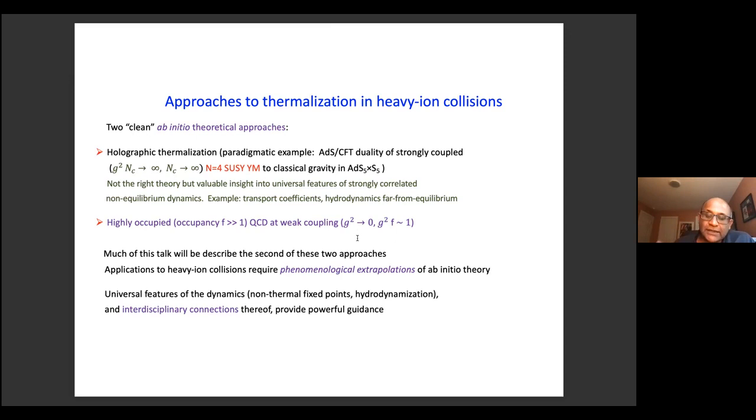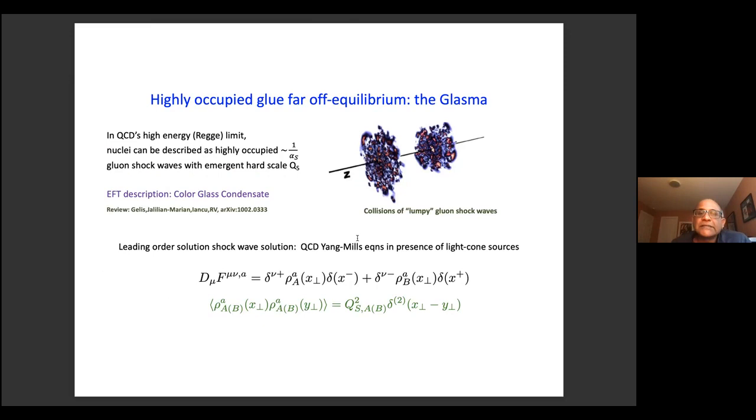So that's where we need the guidance from experiment, of which there's a tremendous amount of data for us to constrain our theoretical playground. And also universal features of dynamics through interdisciplinary connections can provide powerful guidance to these studies. Because I don't have time to go into this, let me just say that our understanding of the initial dynamics and the degrees of freedom in the wave functions can be understood in QCD's high energy limit, often called the Regge limit. In this framework, nuclei can be described as very highly occupied, of order one over alpha S, where alpha S is the QCD coupling, gluon shock waves characterized by an emergent hard scale, sometimes called the saturation scale, and that controls the entire dynamics of these collisions.